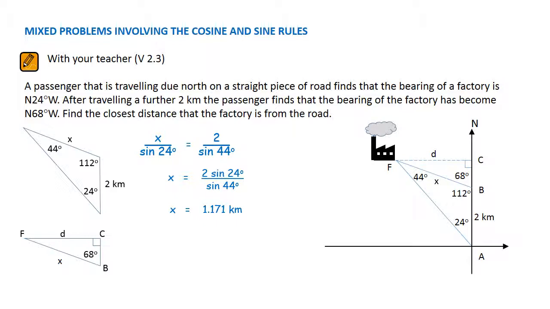We know the distance X equals 1.171 kilometres, and this question involves opposite and hypotenuse. It's a simple sine question. Sine of 68 equals opposite D over hypotenuse 1.171. We just have to transpose and use our calculator to evaluate D. D is equal to 1.09 kilometres. Let's have a look at another problem.